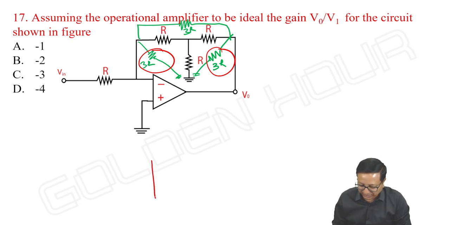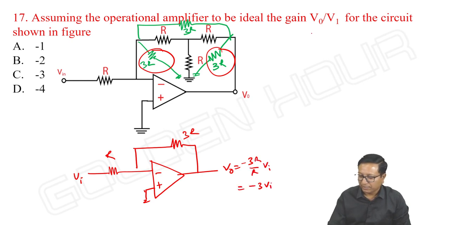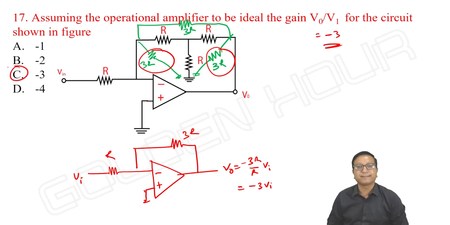So finally what I can write here, 3R, R, VI, and finally it is minus 3R by R into VI, minus 3 into VI, or the gain is equal to minus 3. So option C is correct. So we can write this way.